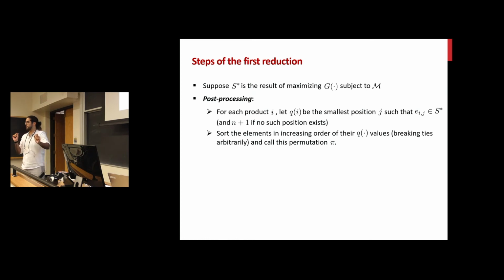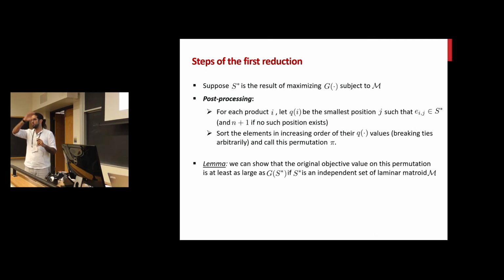Now I define a permutation to be basically the ordering of the elements based on their scores, sorted in increasing order. And I claim that if you sort the elements in this way, then the value of the original sequential submodular function in this permutation is going to be at least the value of g of S, if and only if S is an independent set of the laminar matroid. So this is a technical lemma. The post-processing step, putting all the pieces together, you can obtain the final results.